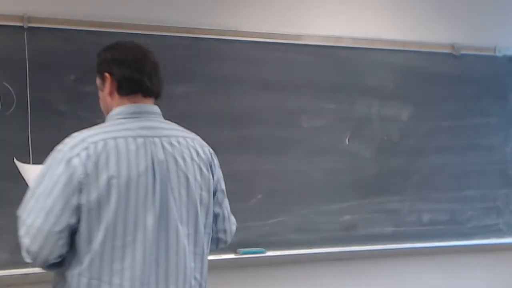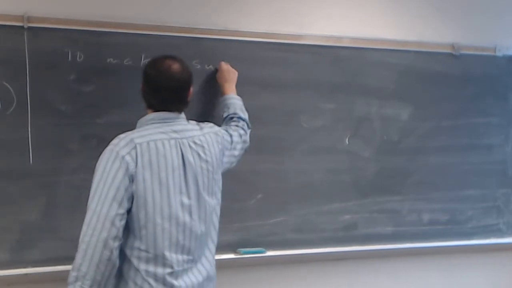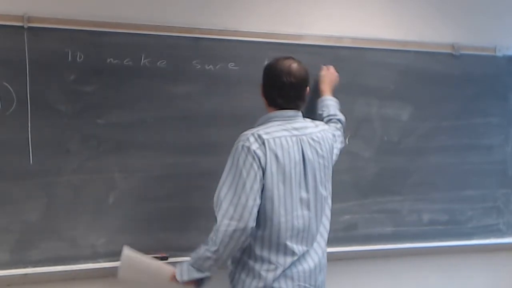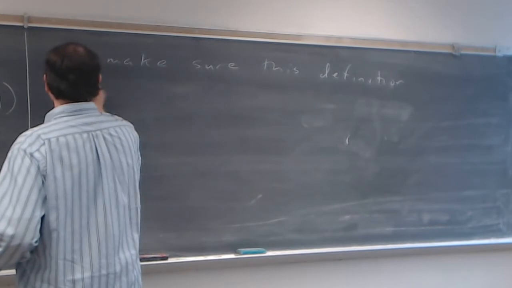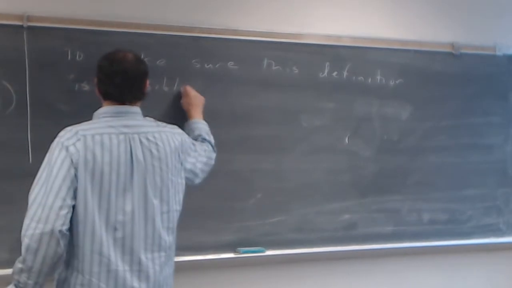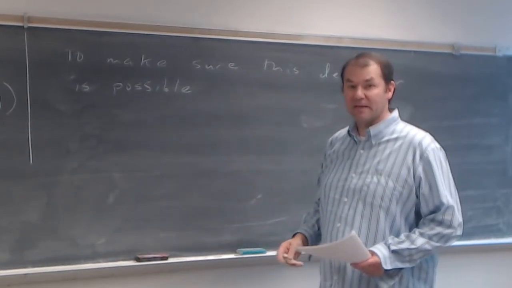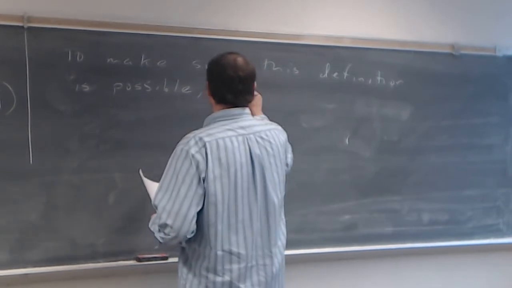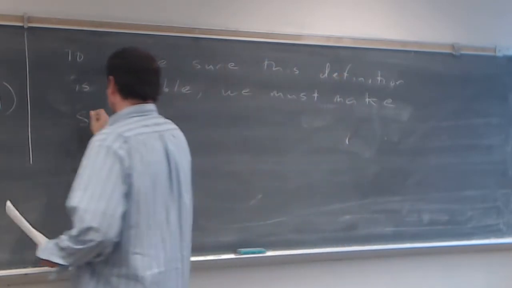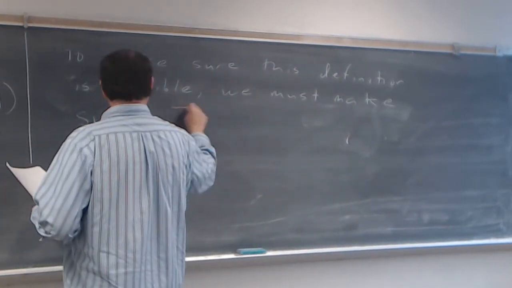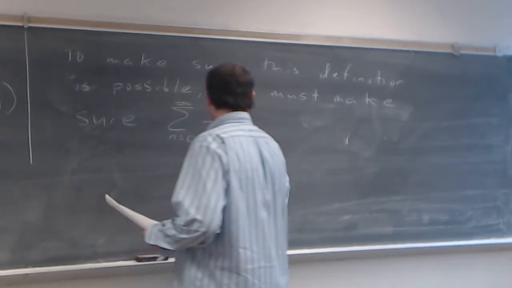What do I mean about plausible? Well, to make sure this definition is positive. So we're trying to define a number here through a series. So we better make sure that that series that we're defining that number to be converges. This is the sum as n runs from 0 to infinity of 1 over n factorial. We want to make sure that that converges.